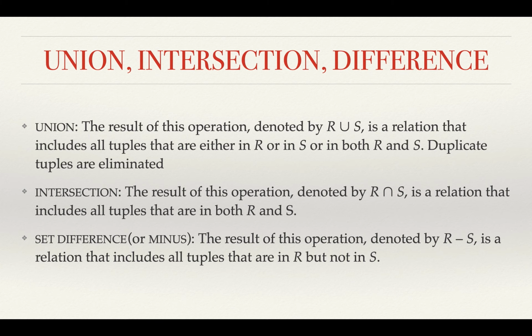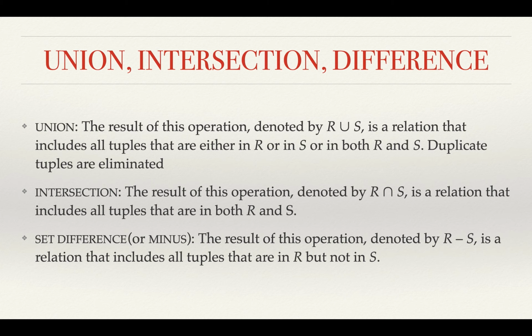Next, the union, intersection and difference have the usual meaning of the operations performed in set theory, right? So now instead of a set, here we are going to apply the union, intersection, difference operations on a relation, okay? The relation is nothing but a set. The result of this operation is denoted by R union S, right? And it is a relation that includes all tuples that are either in R or in S or in both R and S, okay?